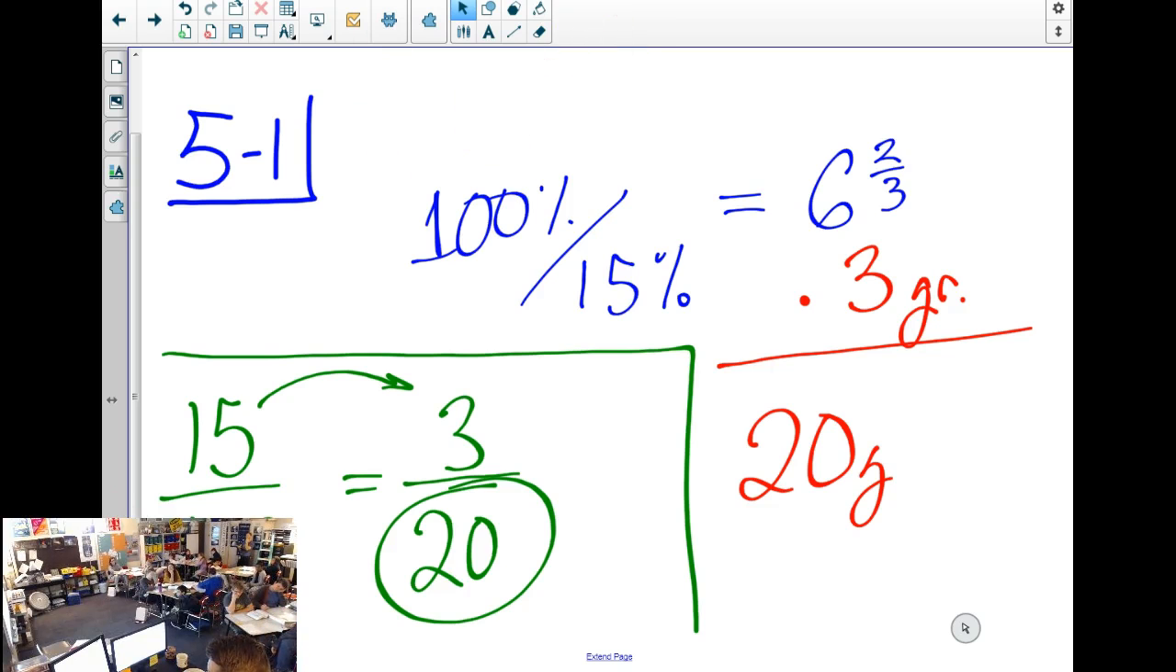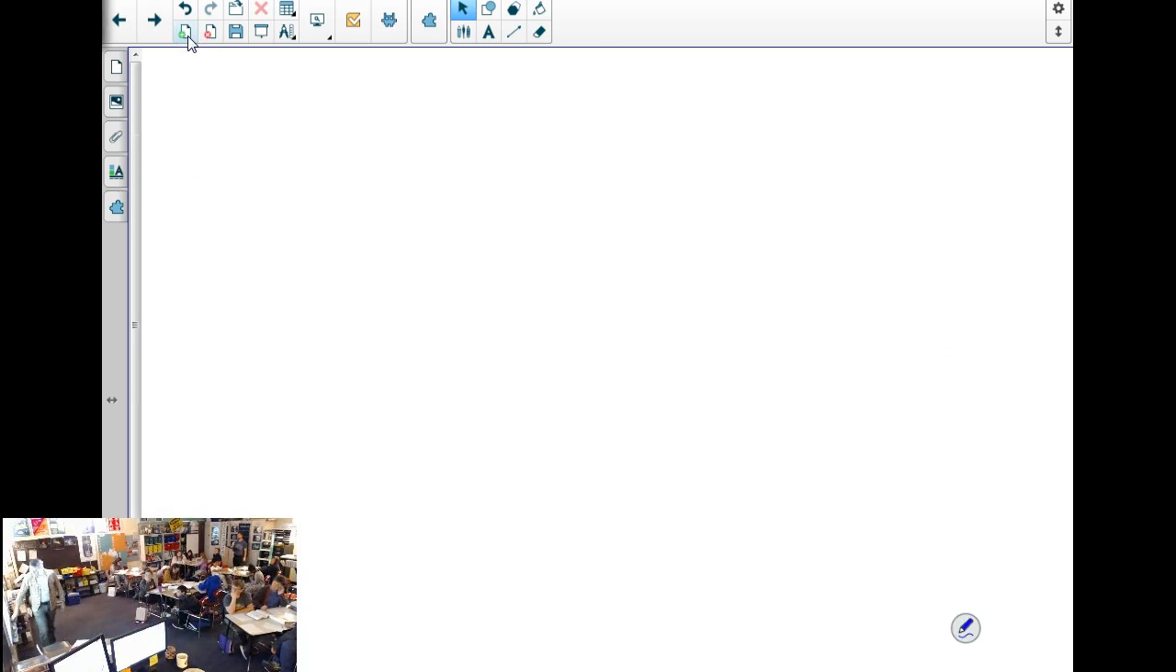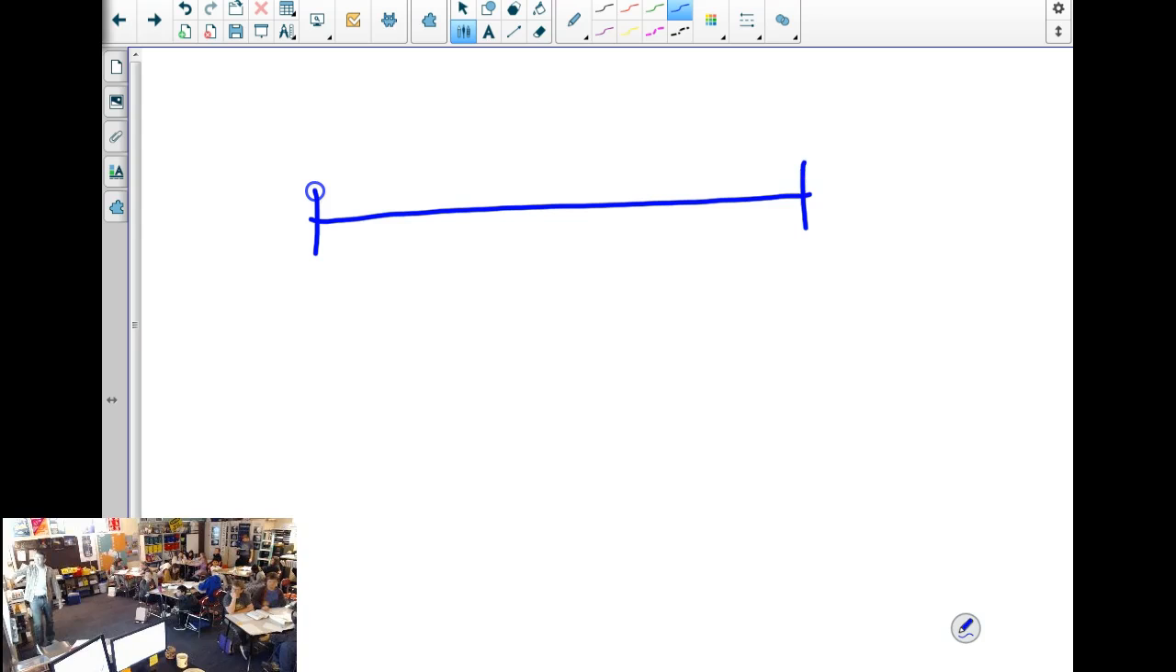So 5-2. We are going to start to use line models to represent 100%. So in your notes, we want to get really comfortable with when we do this, that represents 100%. So go ahead and set one of those up.